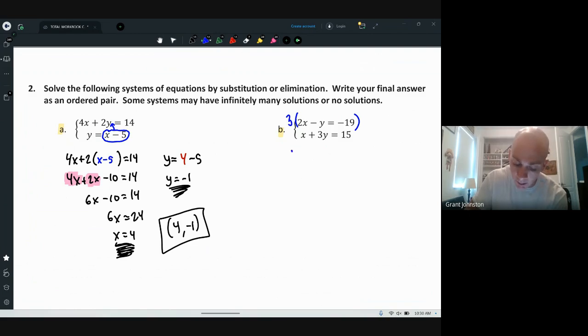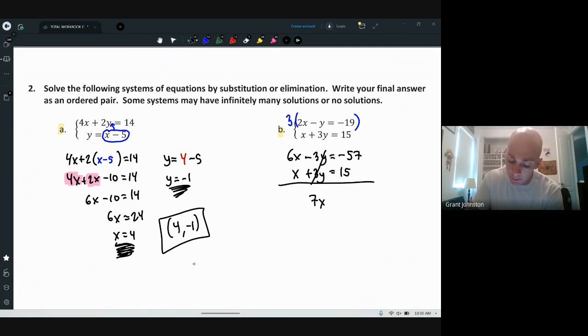So this is going to be 6x minus 3y equals, that would be negative 57. Rewrite the second equation. Didn't need to manipulate that. The y's will eliminate. This would be 6x plus 1x is 7x. That'd be negative 42. Divide by 7, x is negative 6.